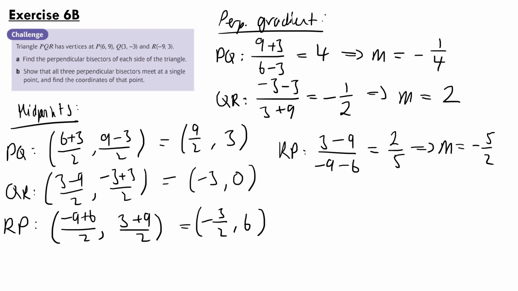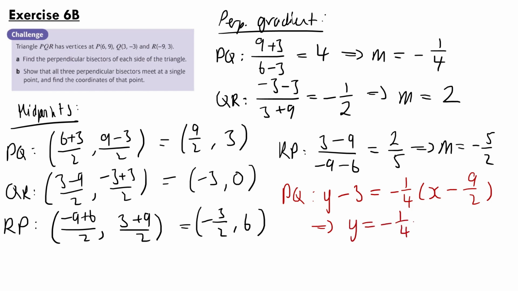Okay, now we can find the equations of the perpendicular bisectors. First, looking at PQ, using the general form of the line, we have y minus y1 is equal to the gradient times x minus x1. Expanding out the minus a quarter and adding the 3 to the other side, we get y equals negative a quarter x plus 9/8 plus 3, so we get plus 33 over 8.